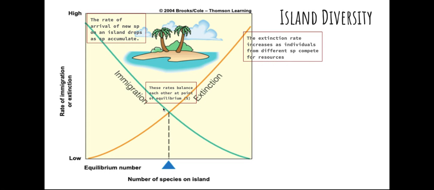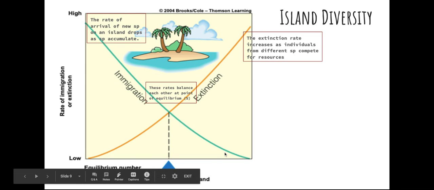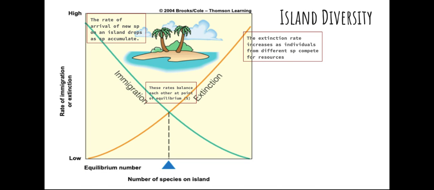On the island will provide a higher number of species. Now, there is also the higher extinction rate for an island, depending on the size of the island. We're going to look at this in detail on the next slide, but these are the two factors, okay?